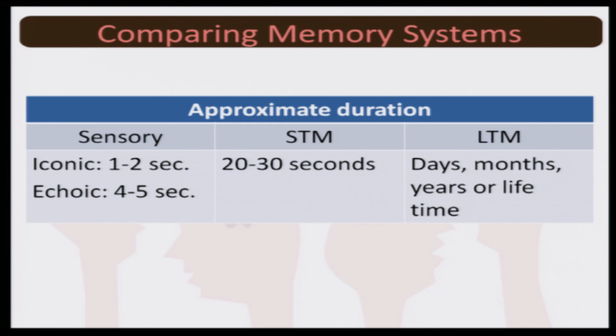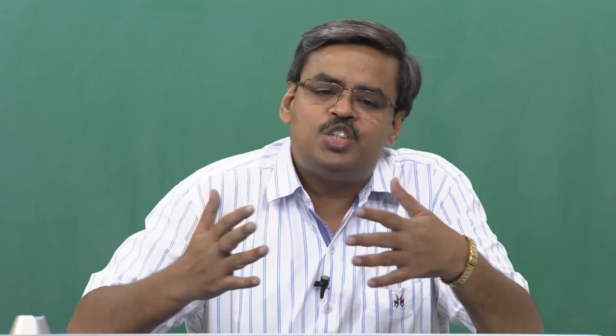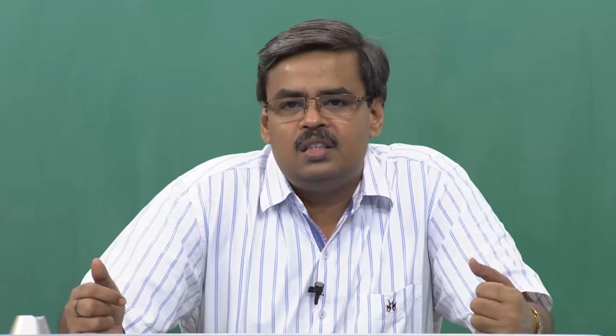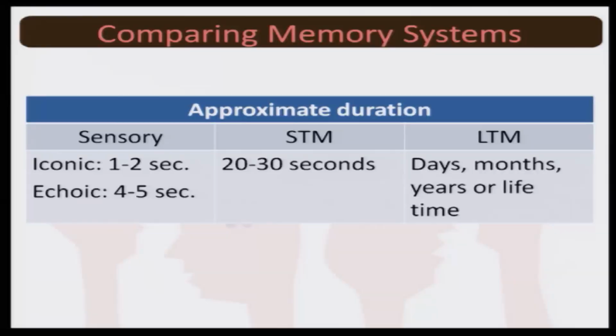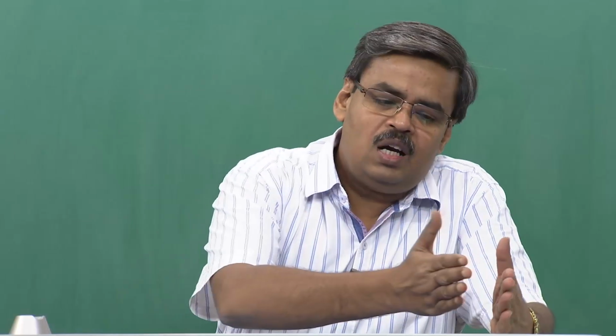Sensory memory, we discussed, has a duration of 1 to 2 seconds for iconic memory and 4 to 5 seconds for echoic memory. This expands substantially, going up to 20 to 30 seconds in the case of short term memory. And long term memory could last days, months, even a lifetime. So it starts from 1 second up to a lifetime, this is the whole expansion. Up to the first 5 seconds is sensory memory, up to 30 seconds is short term, and thereafter it is long term.